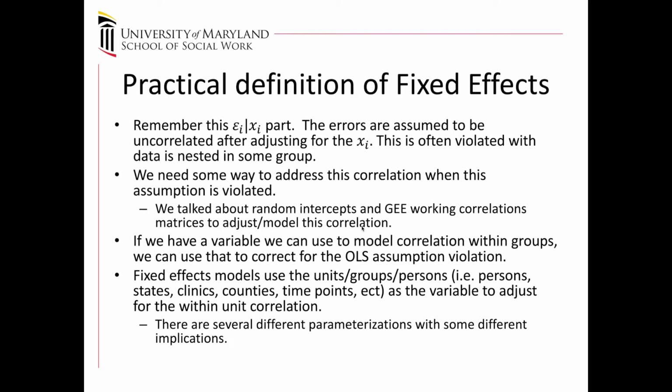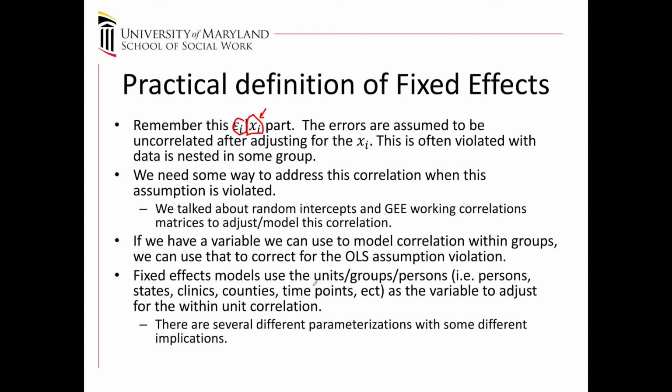So if we have some variable that we can use to model the correlation within groups, we can use that to correct for the OLS assumption. You will note up here I said conditioned on x's, right? So if we can find some variable that represents the group that models away the correlation, then this problem in the error term goes away.